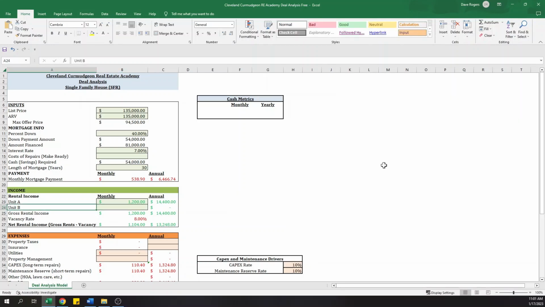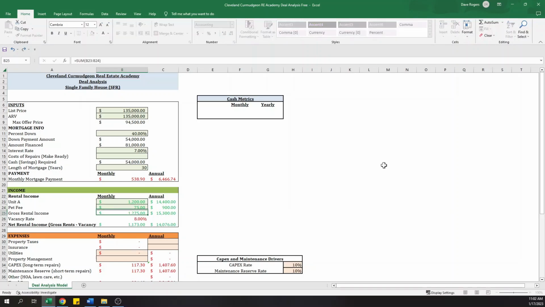Now unit B is here if you're doing a duplex, or you could also add any other number of units you want below this. Now we could also use it for something like a pet fee, because here we want to get our gross rental income, which is like all the possible income I could get from this unit. Now, if it's a larger building, that typically includes laundry or like parking. For a single family, it's usually just this. But if we want to underwrite for like a pet fee also, let's put 75 bucks there. Now our total gross rental income is going to be $1,275.